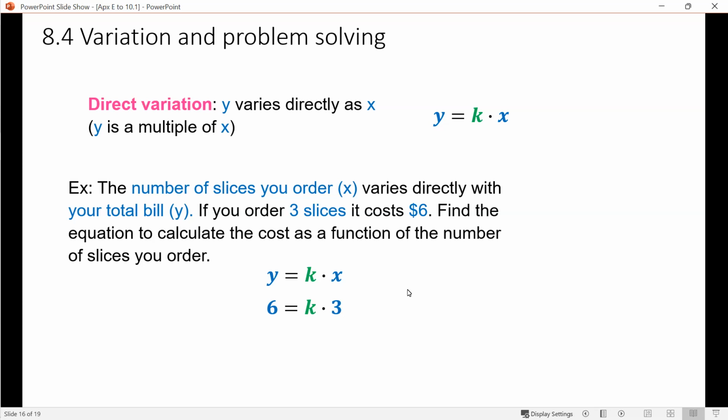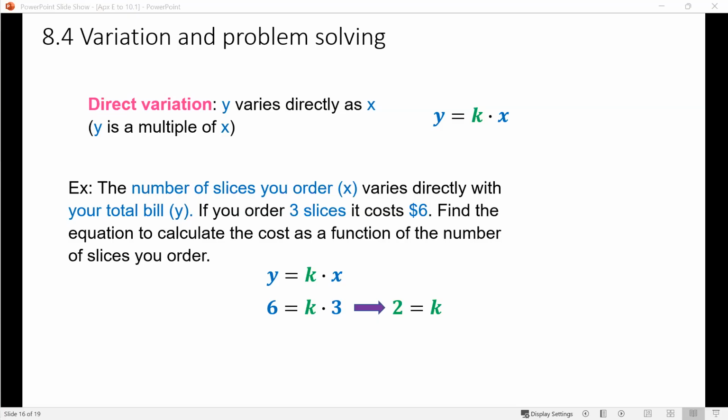So we'll plug those in and then we can solve for k to get that k equals 2. Now we can plug that back into our original equation to get an equation that relates our quantities x and y. For any value of x, we can now calculate the value of y. So here in pink, I've circled the equation that relates our x and y, right? So that's direct variation. It's the most straightforward.